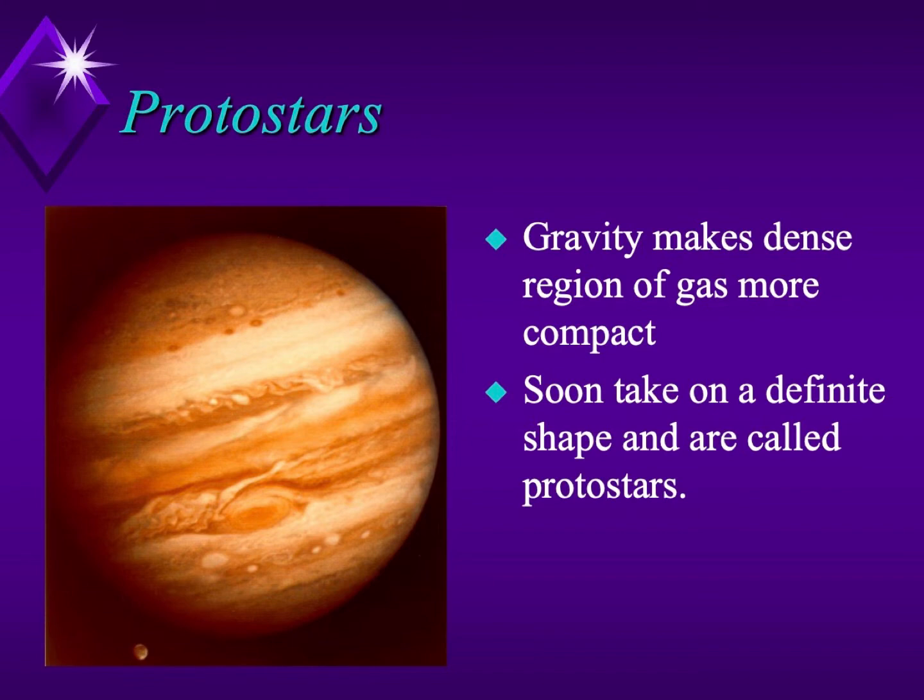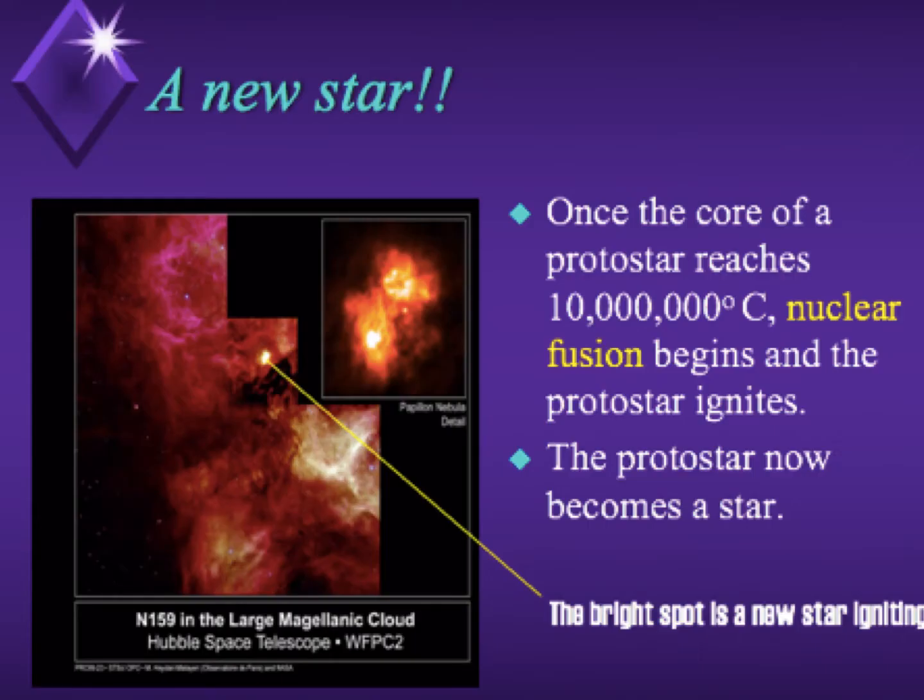Protostars may look similar to the planet Jupiter seen here. They, like Jupiter, would be composed of hydrogen and helium, but are not yet large enough to produce energy by fusion the way an active star does. Once the core of a protostar reaches 10 million degrees, the process of nuclear fusion begins. This is considered the birth of the star.